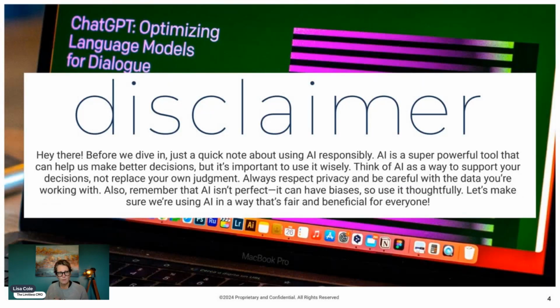So, okay, of course, I have to share this disclaimer. Look, the reality is AI is super powerful. It can help us make better decisions, but we have to use it wisely. Think about AI as your always-on strategist that's with you at all times in your phone. It supports your decisions. It should not replace your own judgment. And of course, always respect privacy and be careful with the data that you're inputting into AI and what you're working with.